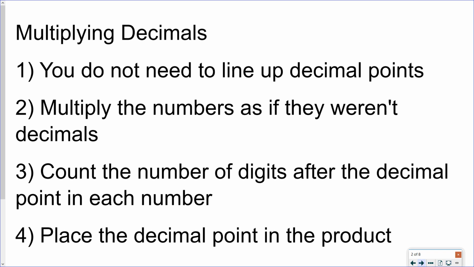Number one, you do not have to line up the decimal points. You have to line them up for addition or subtraction, but not for multiplication. It's best to sometimes multiply the numbers as if they weren't decimals, so you ignore the decimal points when multiplying. And then you count the number of digits after the decimal point in each number that you're multiplying, and then you place the decimal point in the product. The same number of digits after the decimal point in the two numbers you multiply together should be the same as the number of digits after the decimal point in your answer.